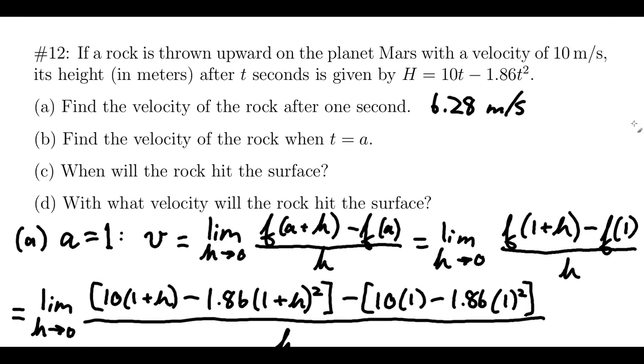So if we come back up here to part b, we have 10 minus 3.72a meters per second as the velocity of the rock when t equals any value a.